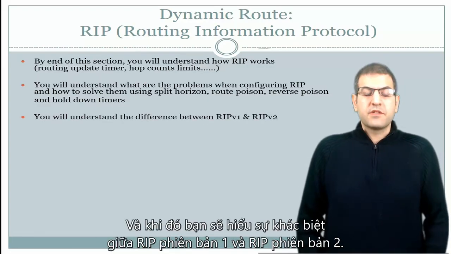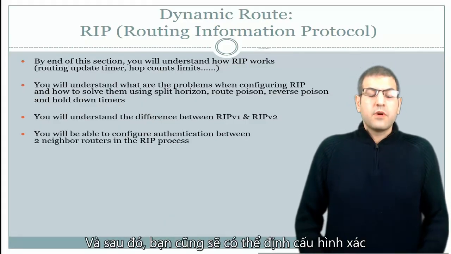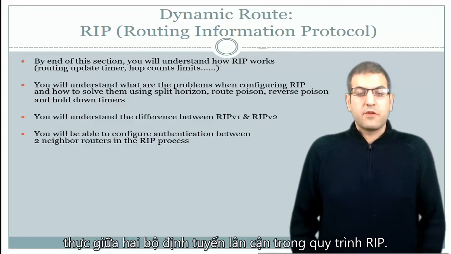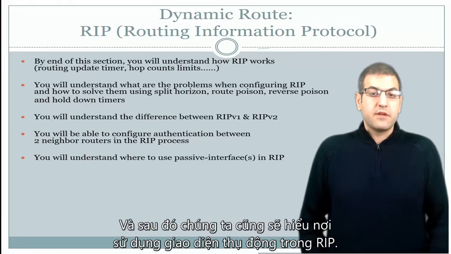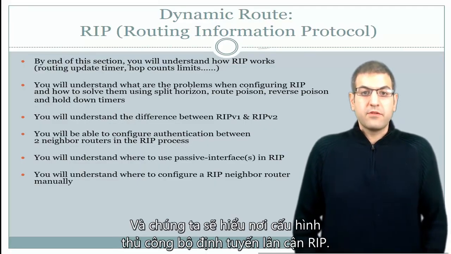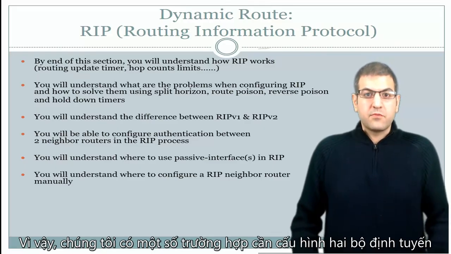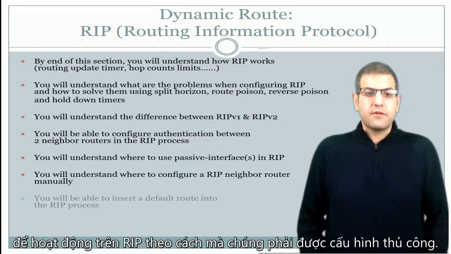And then you will understand the difference between RIP version 1 and RIP version 2. And then you are going to also be able to configure authentication between two neighbor routers in the RIP process. And then we are going to understand also where to use passive interfaces in RIP. And we are going to understand where to configure a RIP neighbor router manually. So we have some cases where we need to configure two routers to work on RIP in a way that they have to be manually configured.